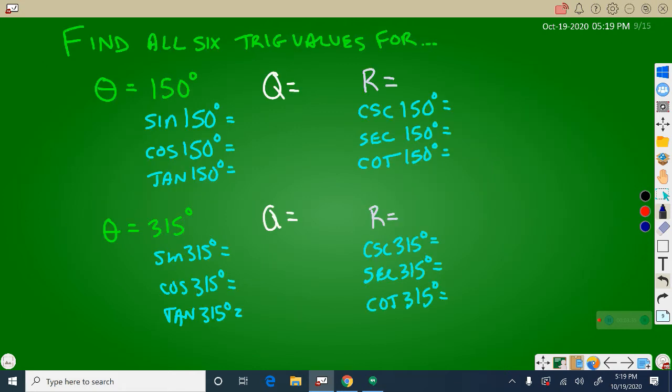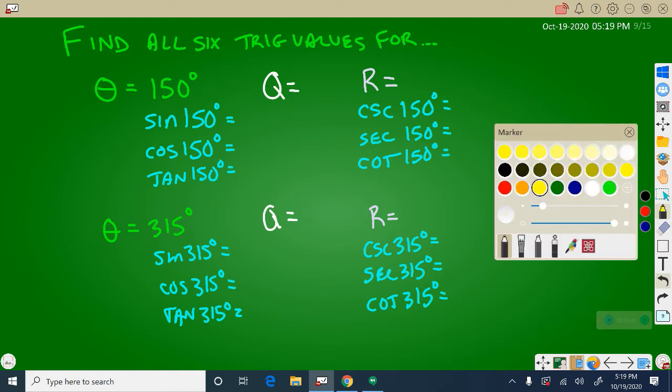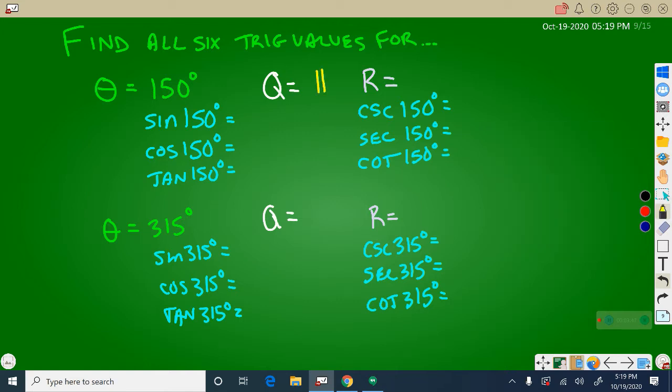So, find all 6 trig values for this angle. So the first thing you want to do is figure out what your quadrant is and what your reference angle is. Well, your quadrant for this problem is going to be quadrant number 2 because we're between 90 and 180 degrees. Your reference angle in quadrant 2 is how much to get to the x-axis. So that's going to be 30 more degrees to get you to 180. That's the quickest way to get there.